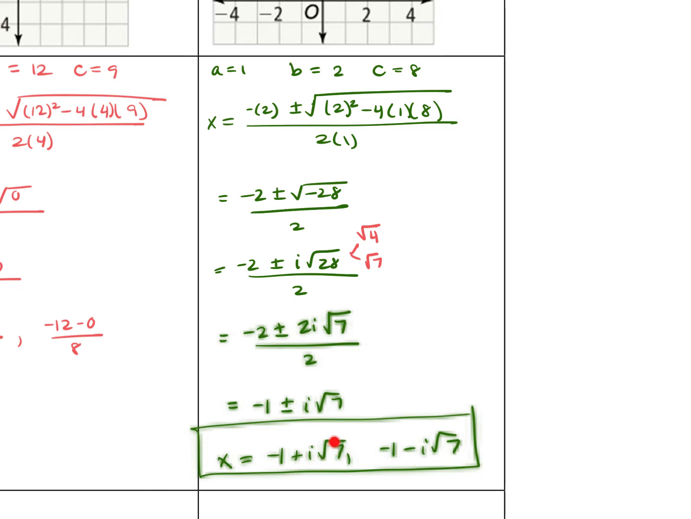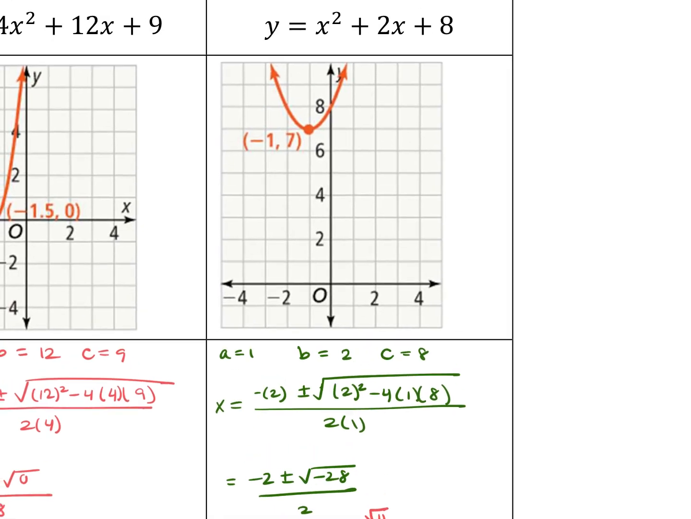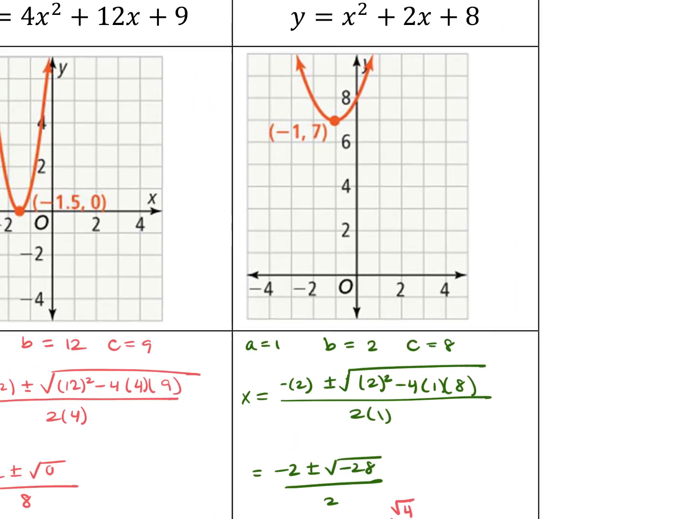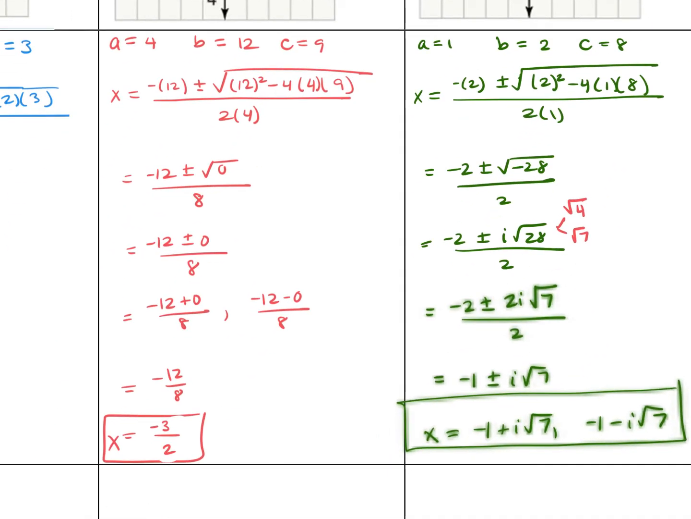Now, if you notice, this solution has an i in it, which makes it a complex number because it has real parts and imaginary parts. If you look at the graph, there are no x-intercepts. So if you're not crossing the x-axis, you can't find those real number solutions, and i will show up in your work in solving for x.